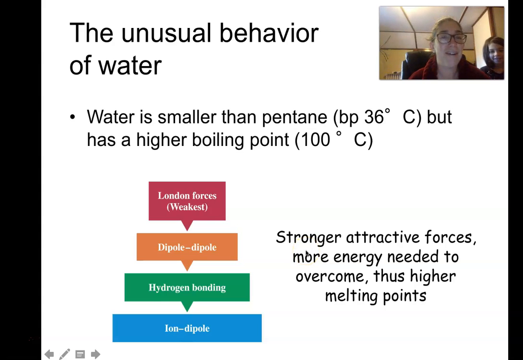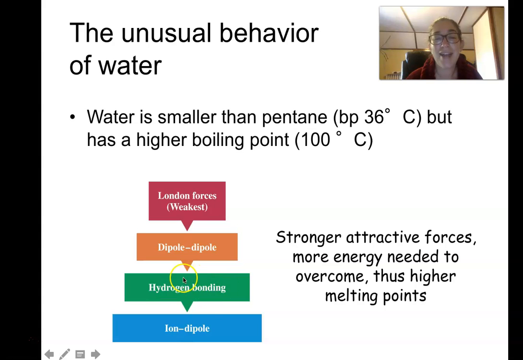So what about water? We just talked about these relatively large alkanes. Pentane has 5 carbons and 12 hydrogens, and its boiling point is 36 degrees Celsius. But water is just one oxygen and two hydrogens. It's a very small molecule, much smaller than pentane, but it has a higher boiling point. We just got through talking about how size matters. So how can pentane, which is large, have a lower boiling point than water, which is small? Size matters, yes, when we're talking about London forces. But always, always, the stronger the attractive force, that will trump.